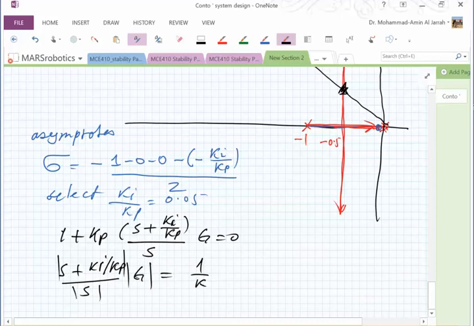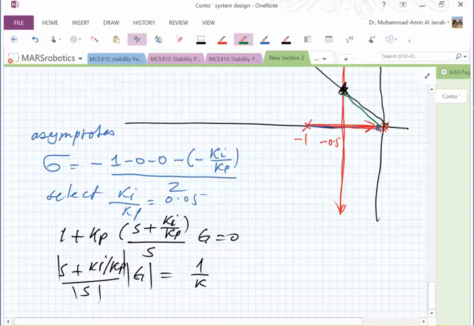The magnitude of each term. What is the magnitude of S plus Ki over Kp? Where is it on the graph? Where is it? This is it, right? This is the magnitude. This is the one.